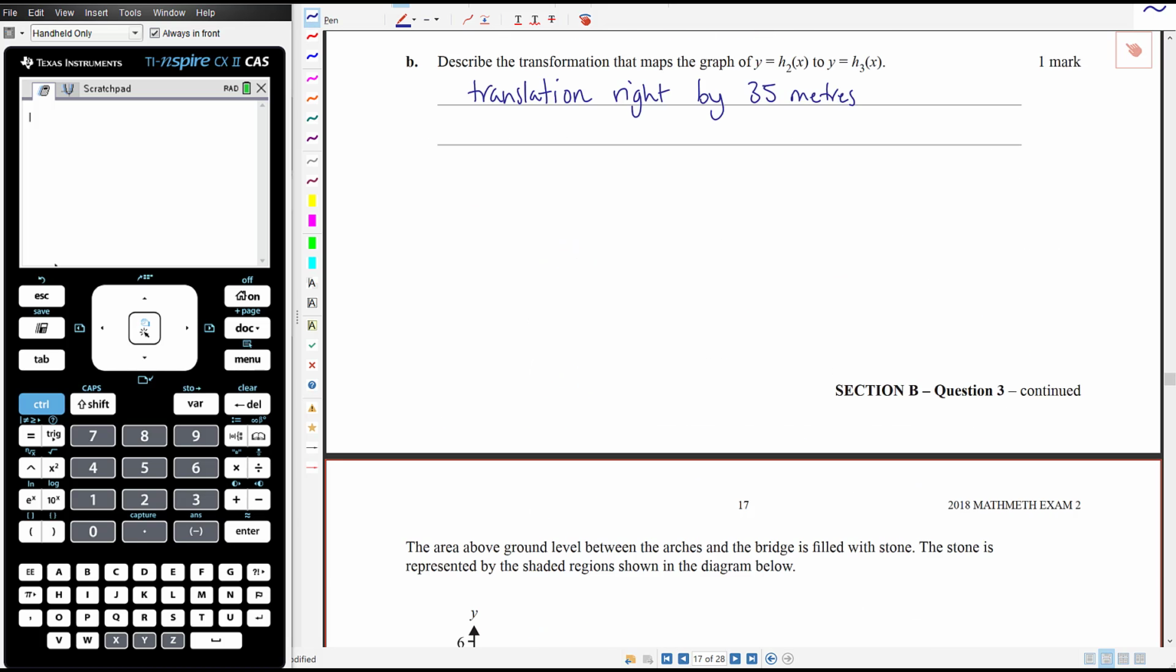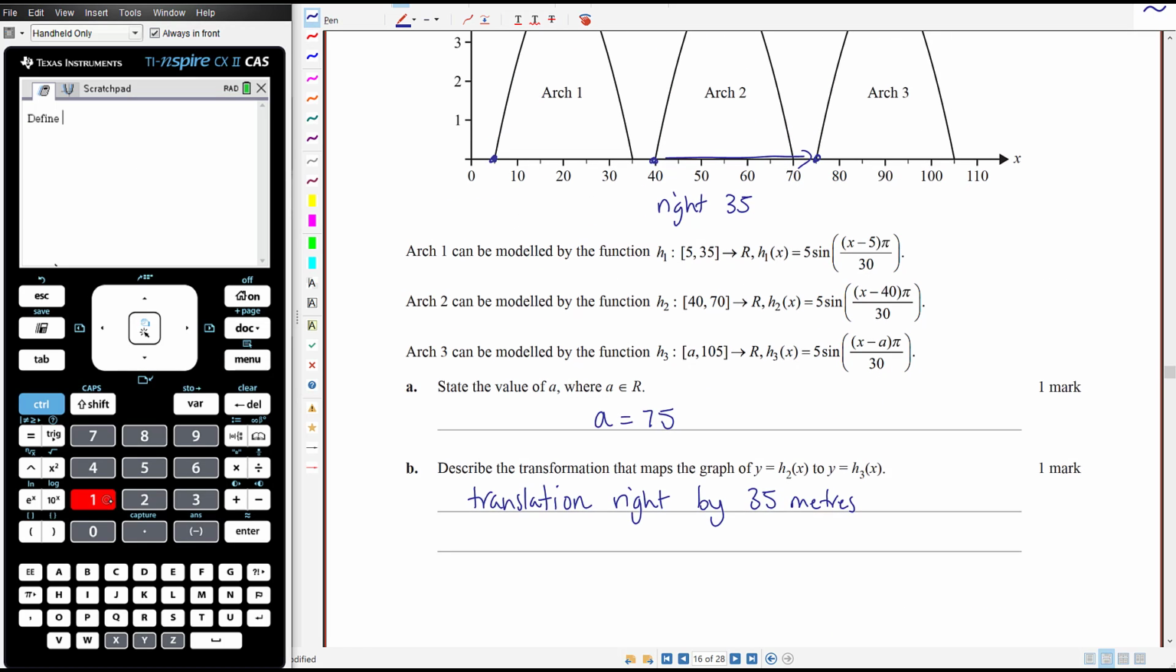I'm going to just go back and define arch 1. So I'm going to define h1 of x equals 5 times sine, so dealing with trig, I'm also just looking to check I'm in radian mode, 5 times sine of x minus 5, oh sorry, I didn't mean square brackets, let's try that again, x minus 5 times pi on 30. Okay, so we've got that function defined.